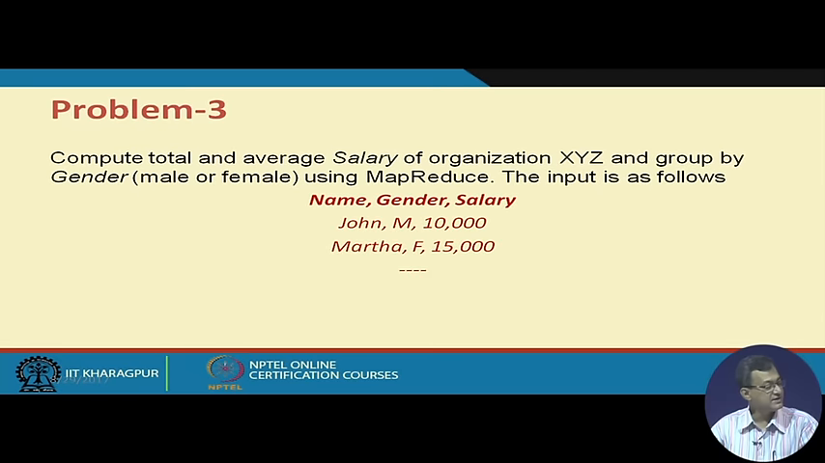So, next we see another problem. What it says: we want to compute the total and average salary of organization XYZ, grouped by gender, using MapReduce. So the input is name, gender, and the salary. In this case, say name is John, gender is M or male, and salary is something like 10,000 units, maybe $10,000. And the next one is Martha, gender is F, and the salary is 15,000, right. So what we want to do is find out gender wise, in this case male and female, what the total and average salary is; the total divided by the cardinality will be the average salary. So the output will be in that form.